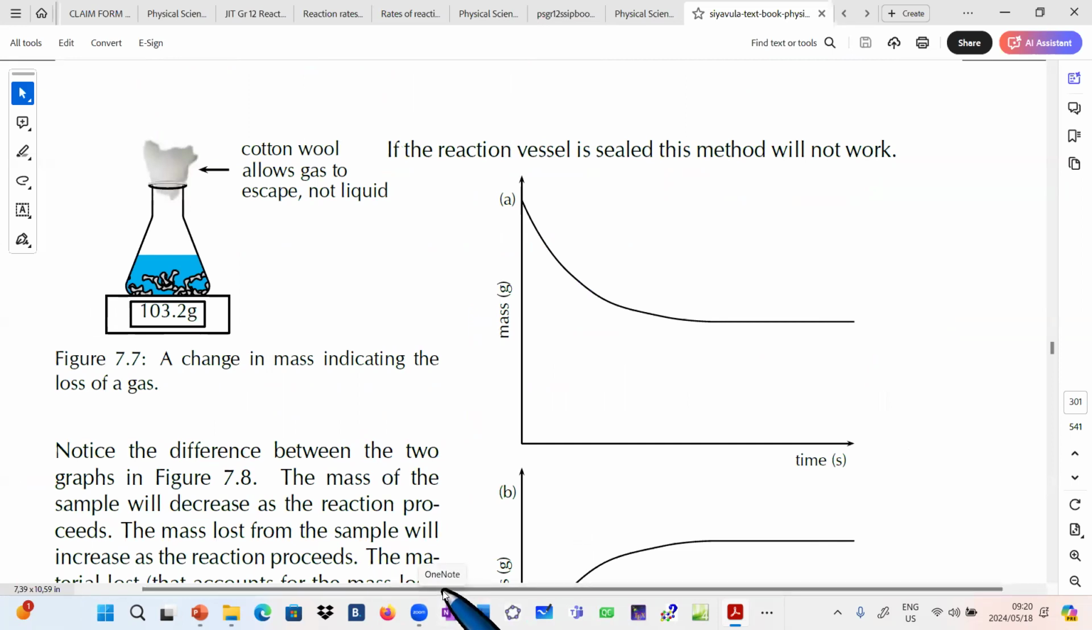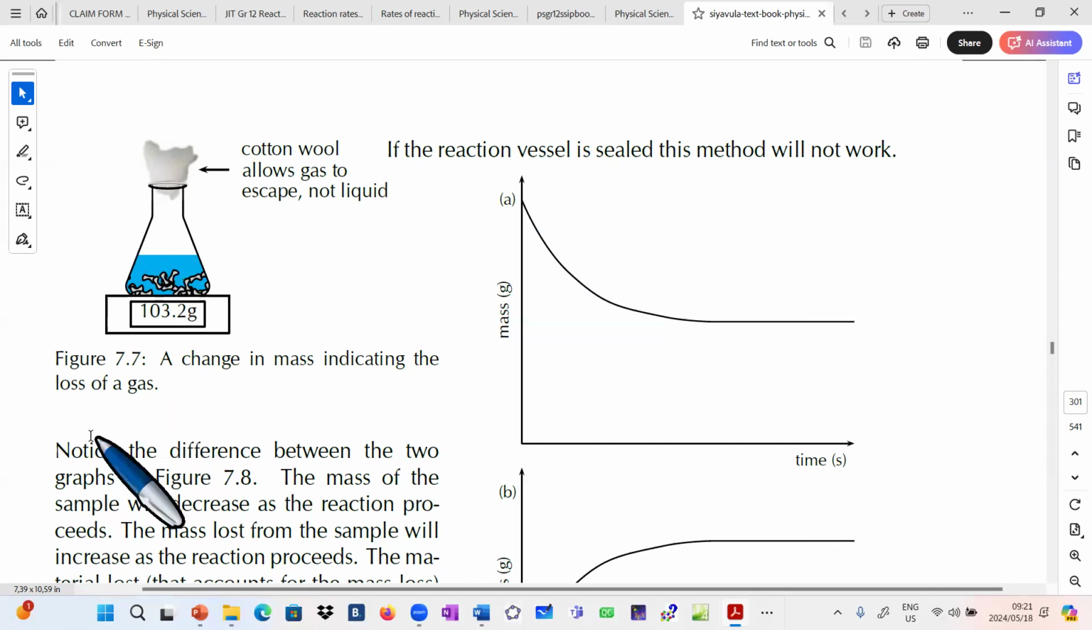So we continue. If the reaction vessel is sealed, this method will not work. Because it's a gas, it has to be able to escape. If it's sealed, the gas cannot escape. We expect the mass to reduce because the gas will be leaving, but if you seal it, the gas is not going to be able to escape. So cotton wool allows gas to escape, not liquid. So yeah, we're good.